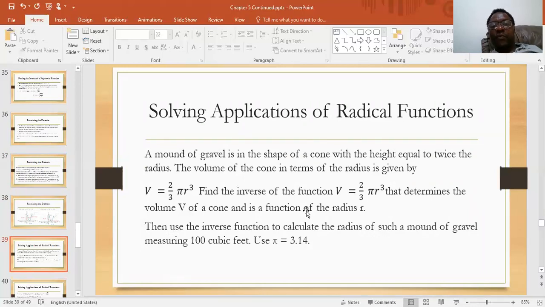Let's do another example here. We want to solve an application of radical functions. A mound of gravel is in the shape of a cone with the height equal to twice the radius. The volume of the cone in terms of the radius is given by V equals 2/3 pi r cubed. Find the inverse of the function V. So V equals 2/3 pi r cubed, we will solve for r. That determines the volume V of a cone and is a function of the radius r. We will use the inverse function to calculate the radius of such a mound of gravel measuring 100 cubic feet. Use pi equals 3.14.